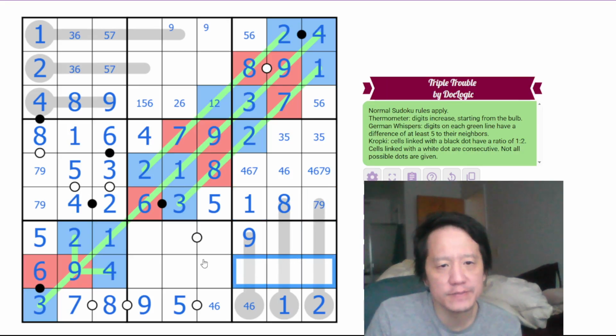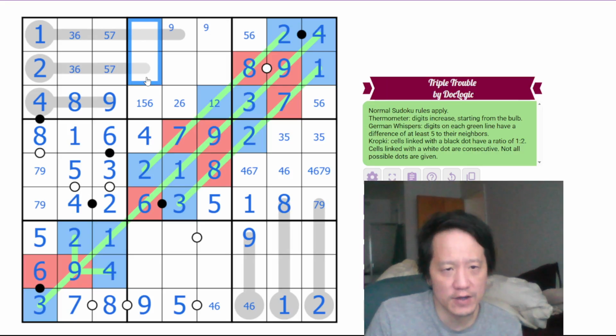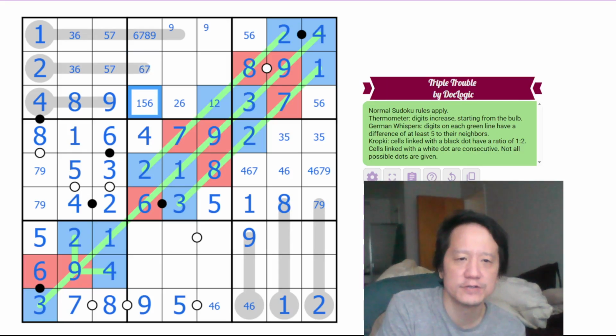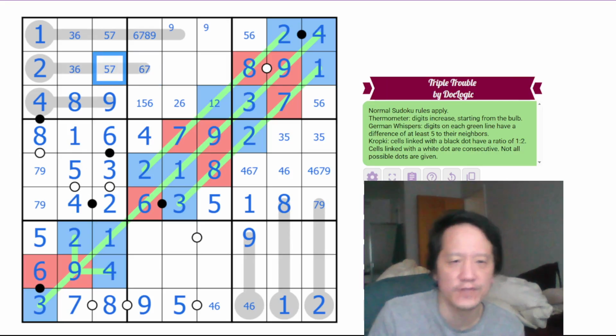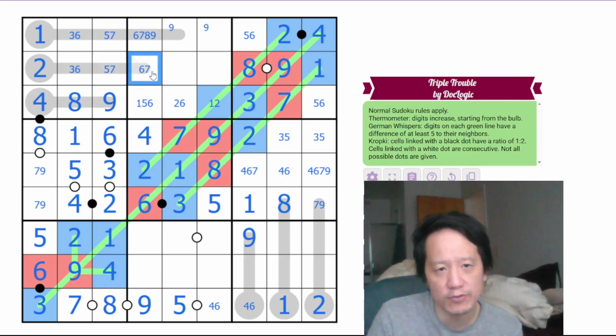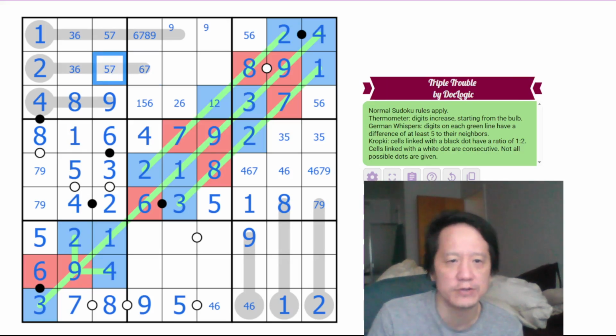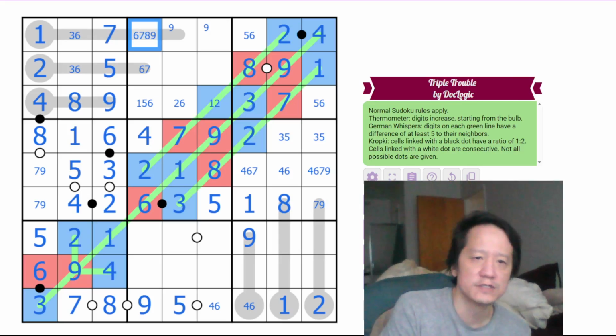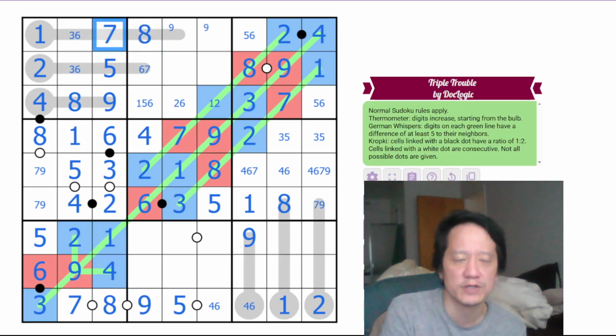Let's see. Both of these digits are greater than a 5, so it has to be 6, 7, 8, or 9. This can't be 8 or 9, so this has to be 6 or 7. Those are only both greater than 5. If this were 7, that would make this a 6, and that would not be greater. So this has to be 5, this has to be 7, which means this can't be 6, 7, or 9. This has to be 8, because it has to be greater than the 7, and then therefore this must be a 9.